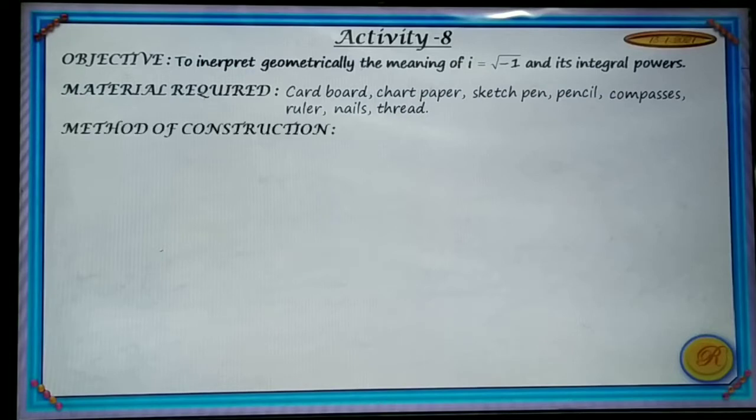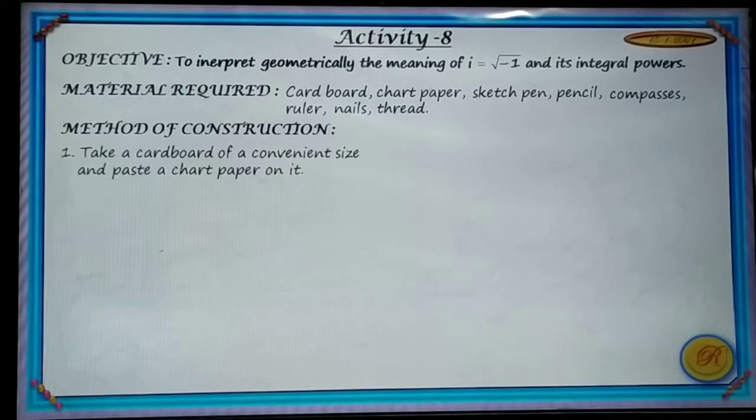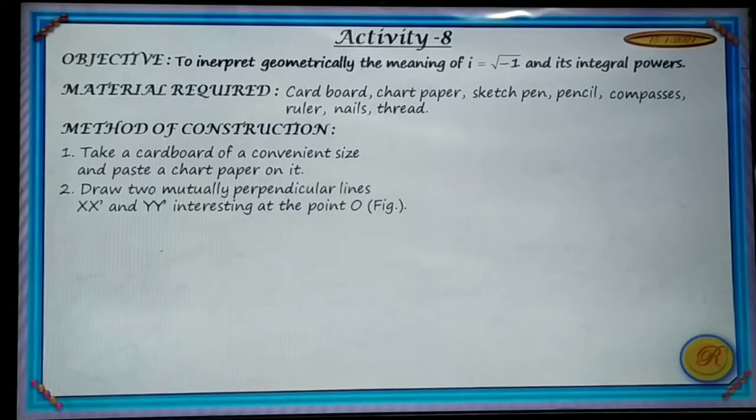Method of construction. Number 1. Take a cardboard of a convenient size and paste a chart paper on it. Second one, draw two mutually perpendicular lines X'X and Y'Y intersecting at the point O as shown in the figure.